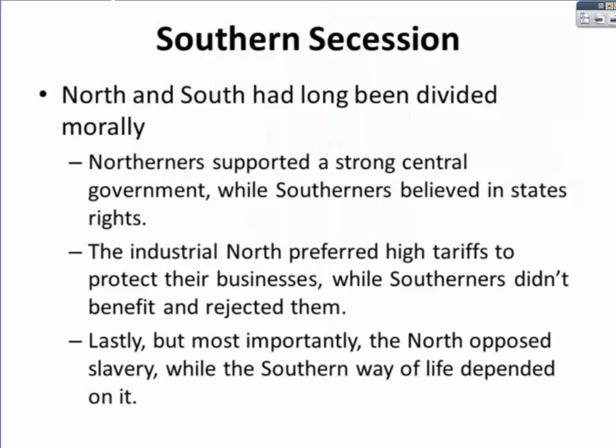The North and the South had long been divided morally. Northerners supported a strong central government, while Southerners believed in states' rights. The industrial North preferred high tariffs to protect their businesses from foreign competition, while Southerners didn't benefit and rejected them. Lastly, but most importantly, the North opposed slavery, while the Southern way of life completely depended on it.